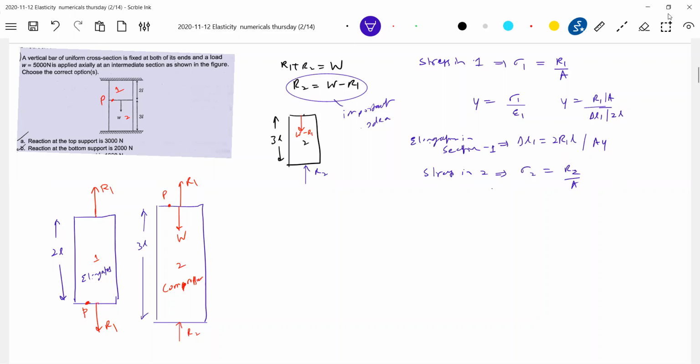Now, similarly, we got the stress. Then Young's modulus equals stress by strain. So this will be R2 by A, delta L2 by length, which is 3L. Therefore, delta L2 should be equal to 3R2L by AY. This is the elongation.